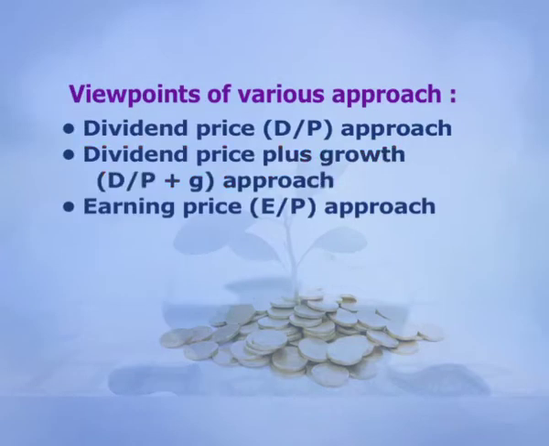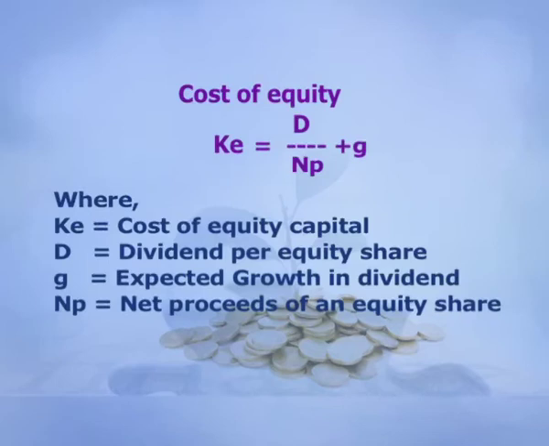Another is dividend price plus growth, that is D by P plus g approach. The cost of equity is calculated on the basis of expected dividend rate per share plus growth in dividend. It can be measured with the help of a formula. KE is equals to D by NP plus small g, where KE is cost of equity capital, D is dividend per share, small g is expected growth in dividends, NP is net proceeds of an equity share.